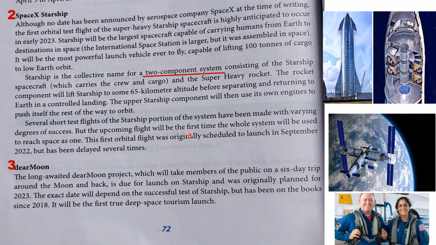Now the third project is the Dear Moon project, students. So the long awaited Dear Moon project, which will take members of the public on a 6-day trip around the moon and back, is due for launch on Starship and was originally planned for 2023. So the journeys to the moon, students. Now we travel only to places on the earth, but very soon we are going to travel to the moon also. The exact date will depend on the successful test of Starship, but has been on the books since 2018.